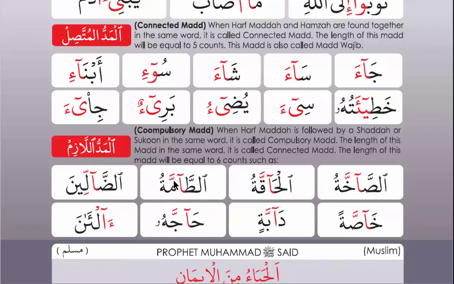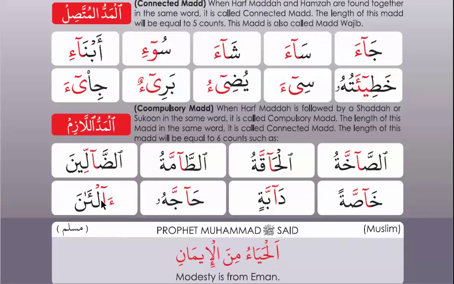After the med sign, we see a shadda. And then this one over here specifically as well, when we see after the med sign, a sukoon.